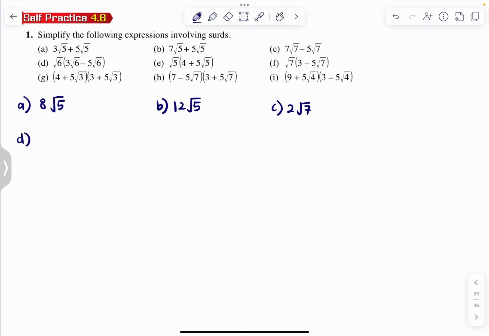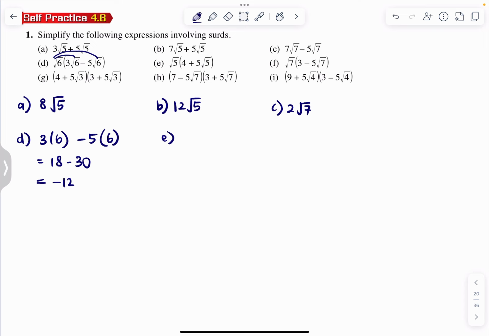D. Ooh, here we have to expand this. So 6 surd 6 times 3 surd 6. We just leave the 3 outside. Surd 6 times surd 6, we will get 6. Then surd 6 times 5 surd 6, so negative 5 remains. Surd 6 times surd 6 will get 6. So this is 18 minus 30, which is negative 12.